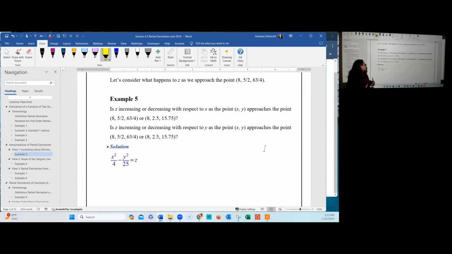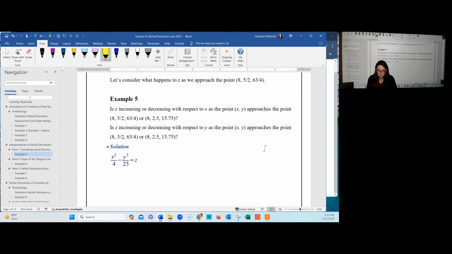So what we're asking is: is z increasing or decreasing with respect to x as the point (x, y) approaches that ordered triple? Is it increasing or decreasing with respect to y as the point (x, y) approaches that ordered triple? In other words, let's interpret the partial derivative with respect to one variable or another as indicating whether or not the dependent variable is increasing with a unit change of that variable.